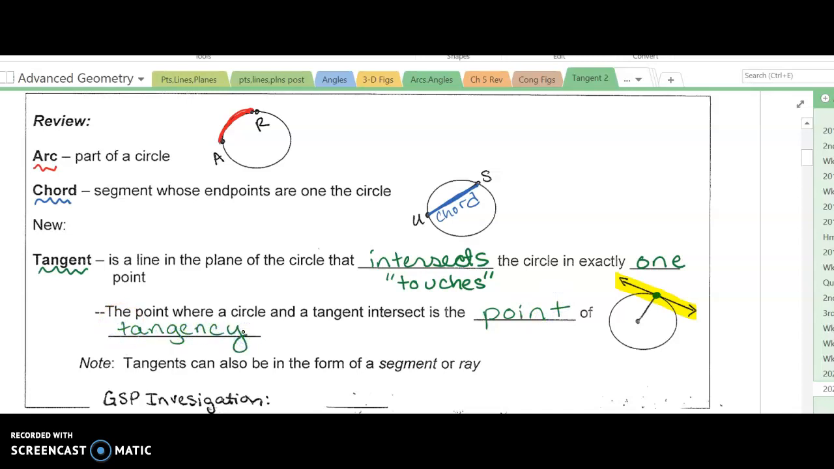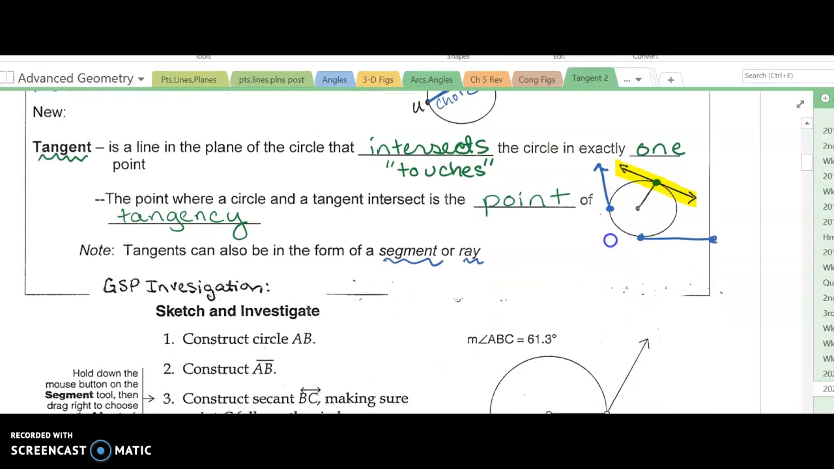Which makes sense, right? Keep in mind a tangent doesn't have to be a line. It can also be a segment or it can be a ray. So that's still tangent even though it stops. It doesn't keep going on and on forever. This is still a tangent even though it's a ray. So don't let that throw you off.